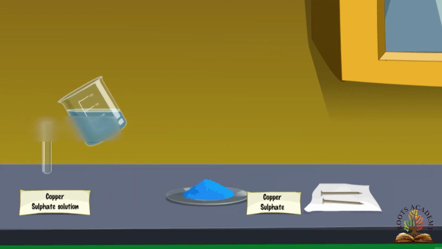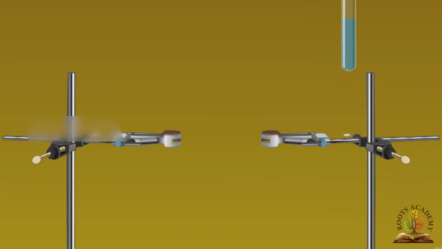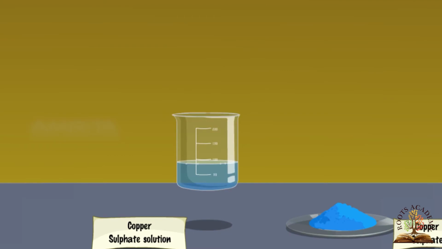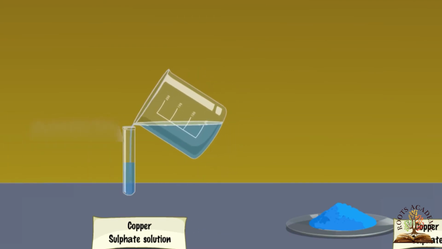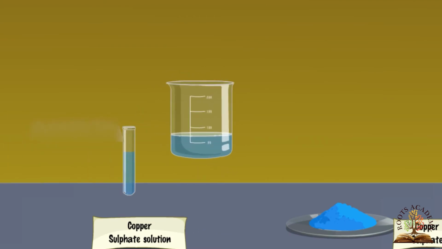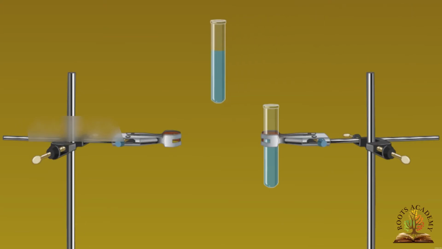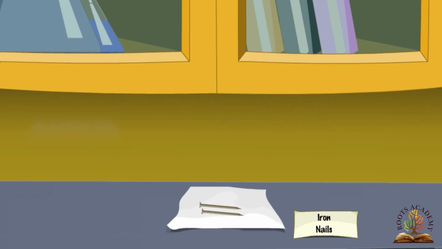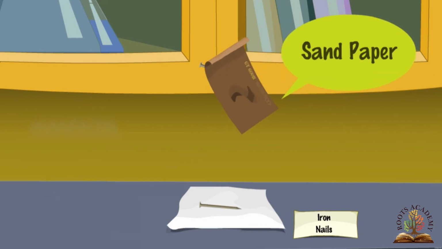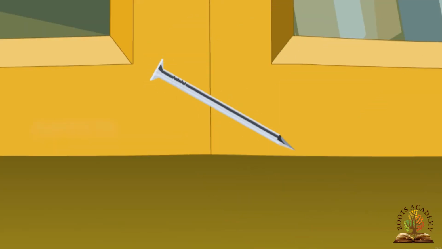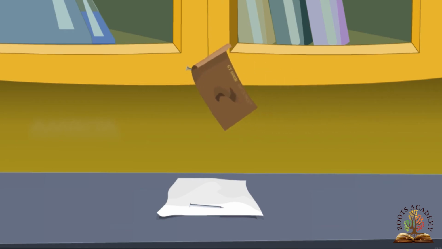Pour sufficient quantity of copper sulfate solution into a test tube. Clamp the test tube to a stand. Then pour sufficient quantity of copper sulfate solution into another test tube. Clamp this test tube to another stand. Take 2 iron nails. Clean these by rubbing them with sandpaper so their color appears grayish.